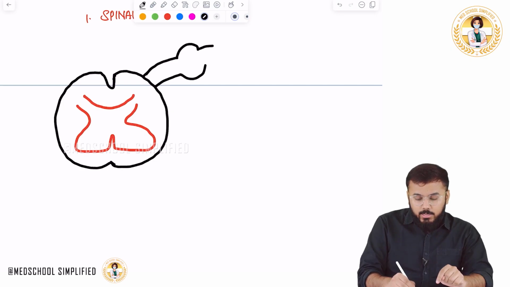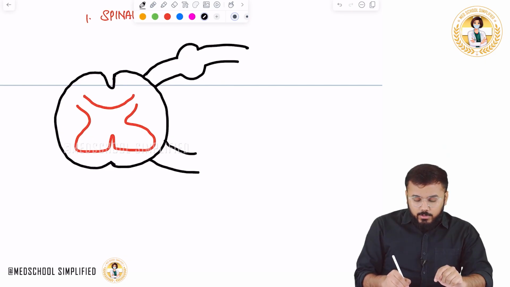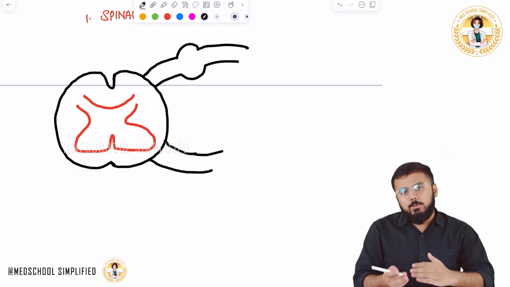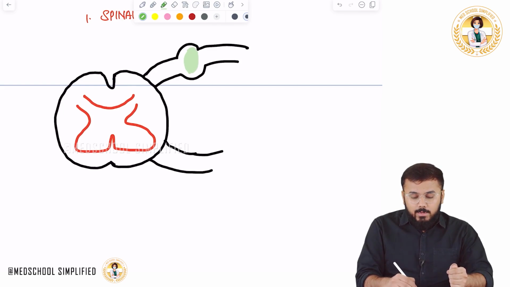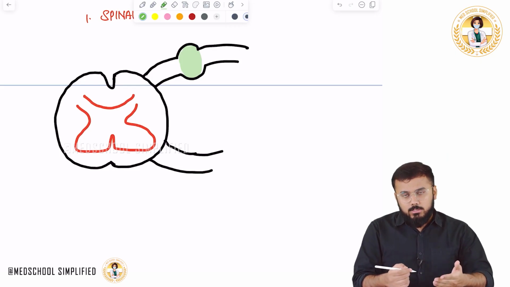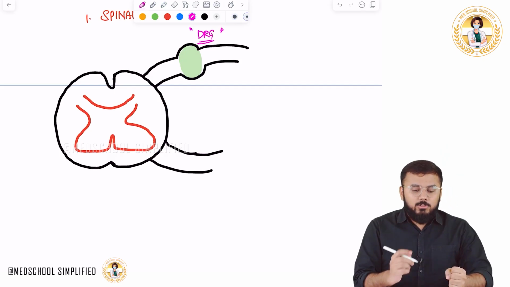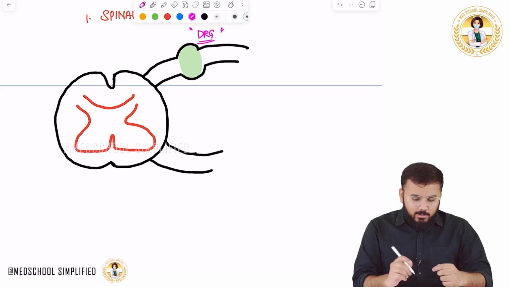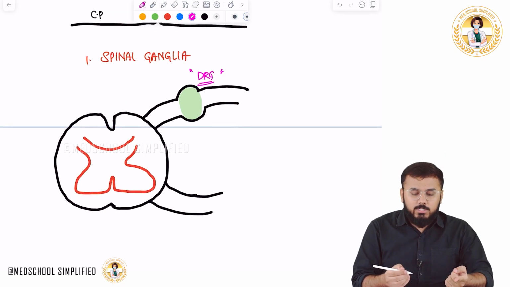You see this structure over here? This structure is called your dorsal horn, and this structure over here is called your ventral horn. The same structures are present on the opposite side also. Now you see this kind of swelling over here. This swelling is called your spinal ganglion. Is it present on the dorsal side or on the ventral side? It is present on the dorsal side. So you can also call this a dorsal root ganglion, which is also called your spinal ganglion. So this is your first example.